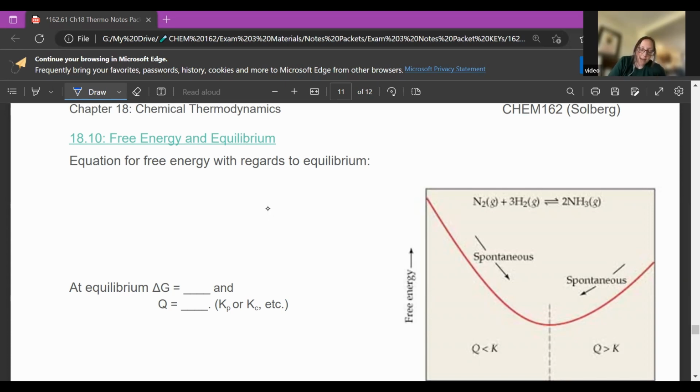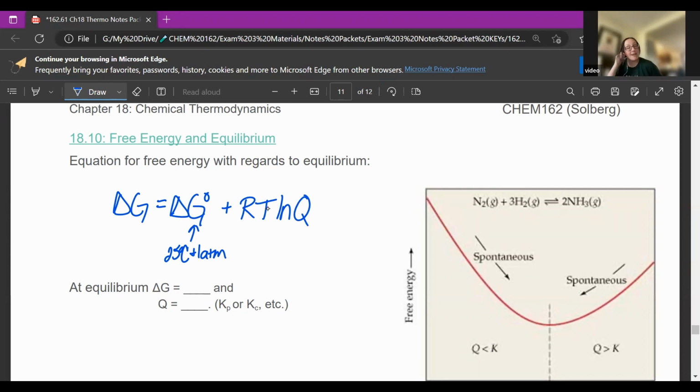It is delta G equals delta G naught, and remember, that's at 25 degrees Celsius and 1 atmosphere, which we can calculate or look up online, plus R, the gas constant, times T, times ln Q. We actually know what all these values are. R is the gas constant. Since we are talking about energy, this will be in joules, so we use the 8.314 joules per mole Kelvin R value, times the temperature, which of course has to be in Kelvin.